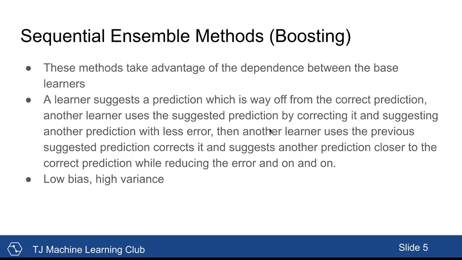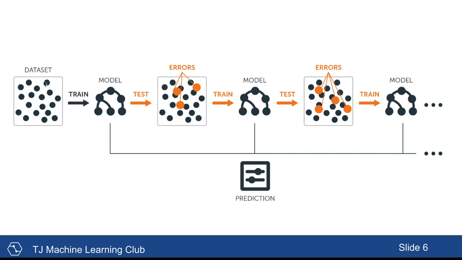This is just to visualize what I've been saying before, where a learner suggests a prediction which is way off, then another learner uses this new prediction. Here we have the original data set going into our model. Then our model will go to another testing, find these errors, and these errors will be used to train another model and so forth. There are multiple ways you can get your final output. Either it can be from this final learned model, or it can take some sort of voting or aggregation of all of the models you've used so far.